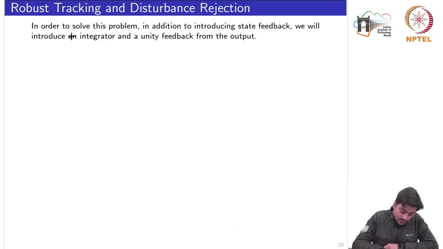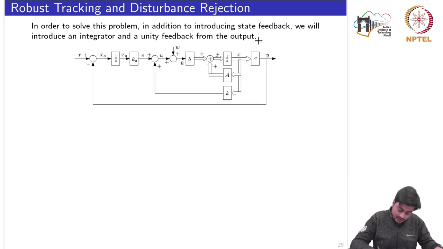Okay, so in order to solve this problem, in addition to introducing the state feedback, we will introduce an integrator and a unity feedback from the output. So let's see how the setup looks. So if you are not able to see this line, this here is a line. Okay, so let's pay attention to here for a couple of minutes to see what loops are being considered here.